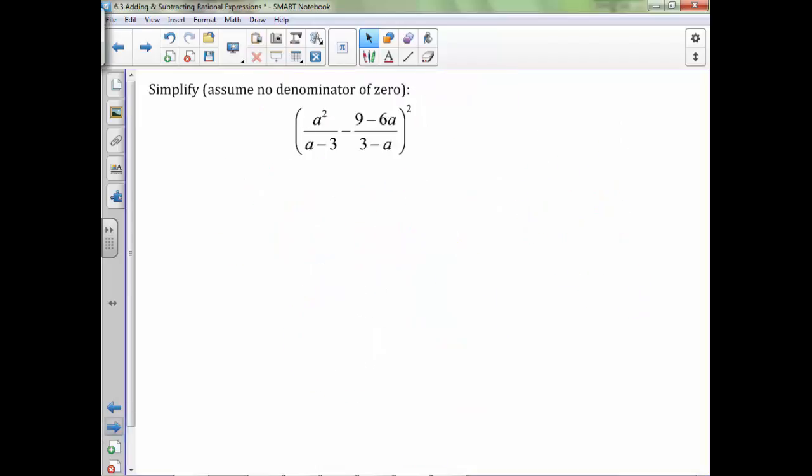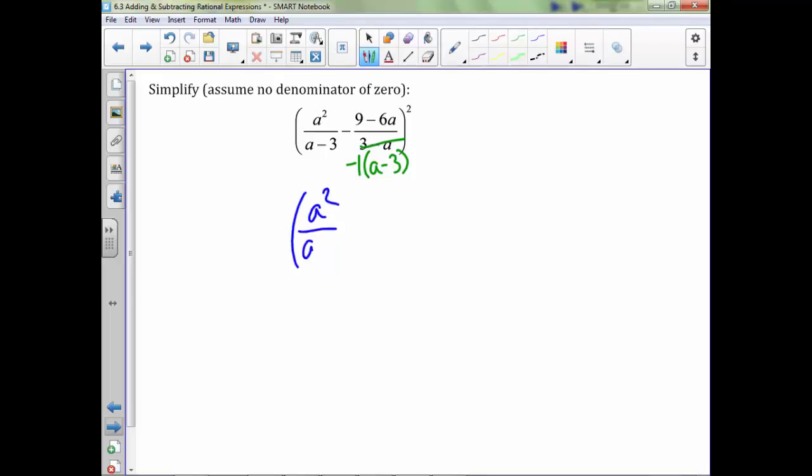Now this one, it is going to be this whole quantity times itself, but let's see what we can do about simplifying that inside the parentheses first and make our lives a little bit easier. So first thing to notice, these denominators aren't the same, but if we factor out that negative 1, they will be the same. So we can actually begin, we'll have a squared over a minus 3, minus, and then we'll have this negative 1 times 9 minus 6a all over a minus 3, and then all of this squared.